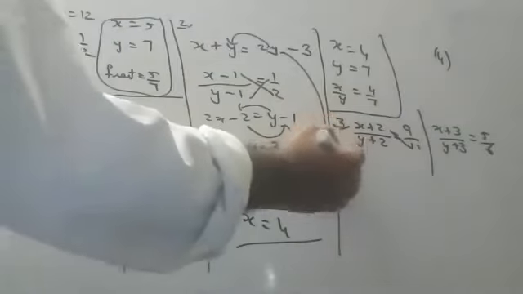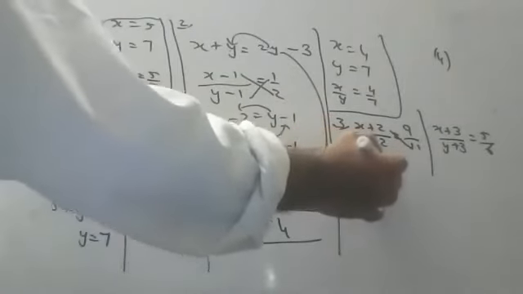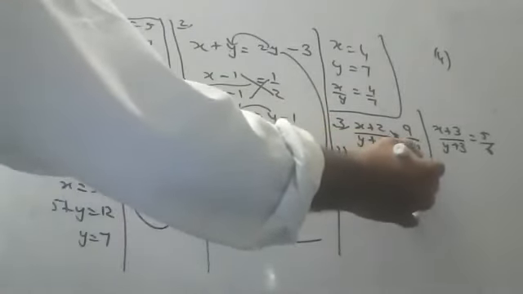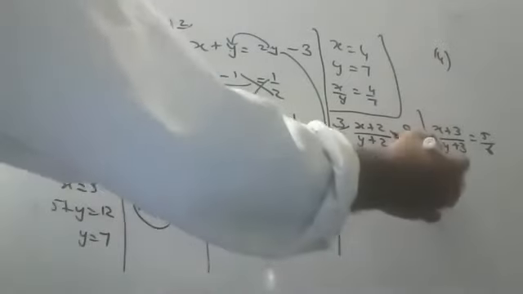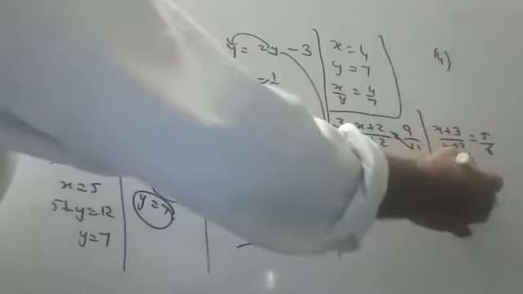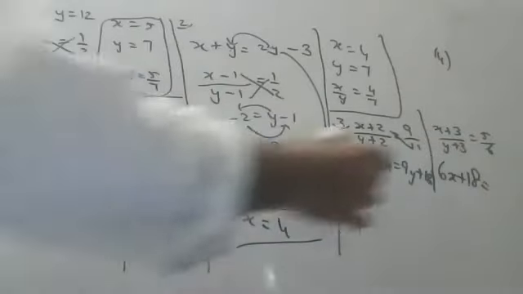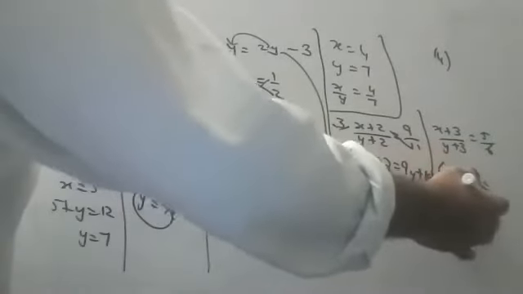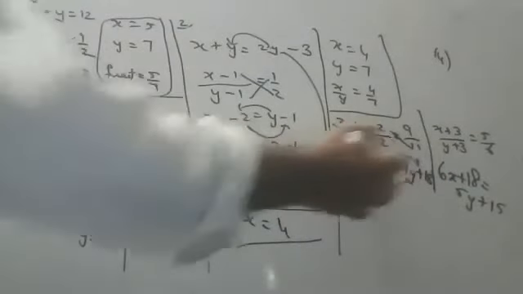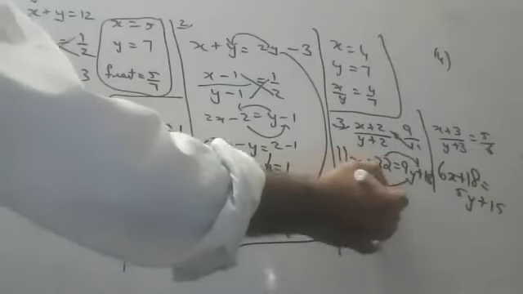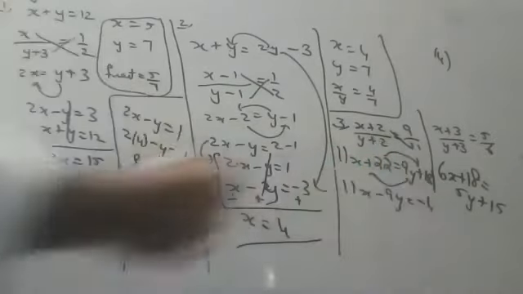This into this, 11x plus 22 is equal to 9y plus 18. This is one equation. What is the other equation, children? 6x plus 18 is equal to 5y plus 15. Okay, children. Bring this here. Take this there. 11x minus 9y is equal to minus 4.